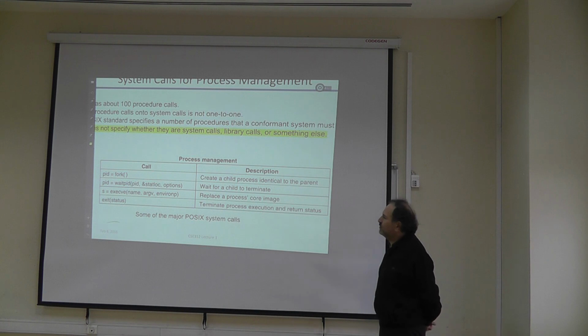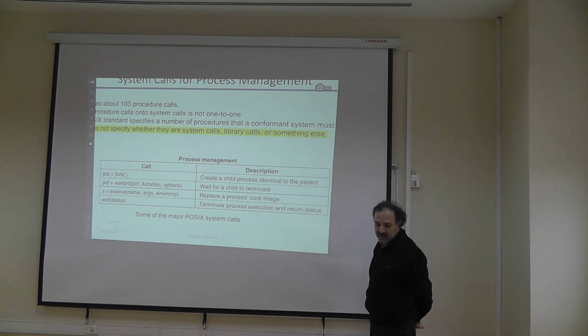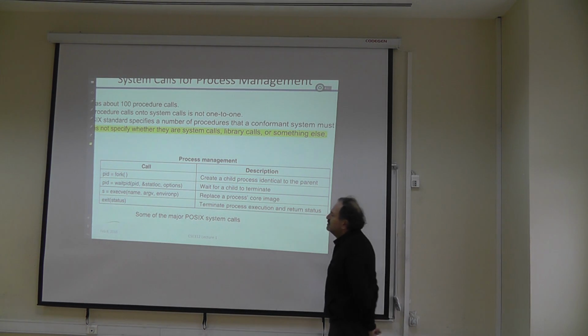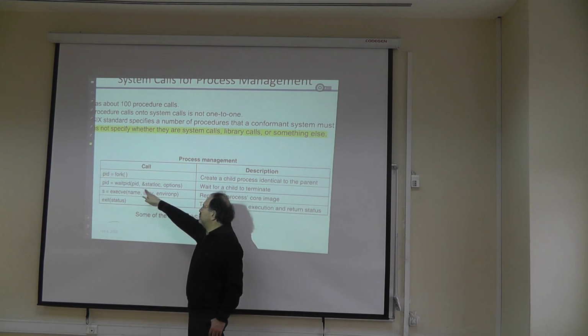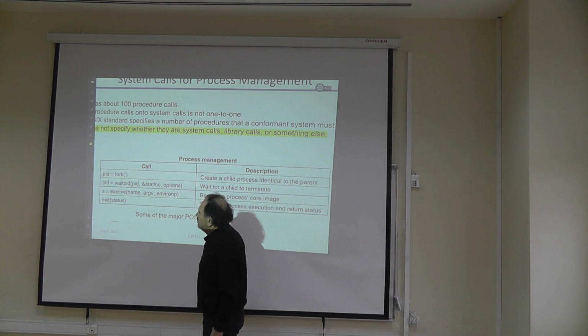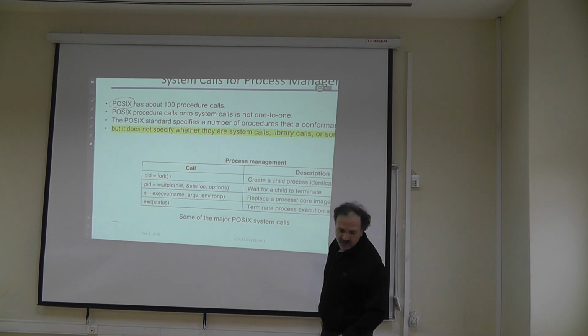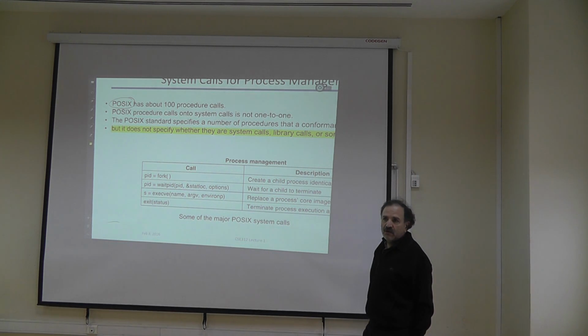Okay, so these are some of the most important process management system calls defined by POSIX. If you are writing a POSIX-compatible operating system, you have to write each of these correctly. You have to write fork, waitpid, execve, and exit. As I said, there are about 100 procedure calls. If you implement all of them, then you are a POSIX-compatible operating system. If you keep some of them out, then you are not POSIX compatible. Okay, any questions on this?